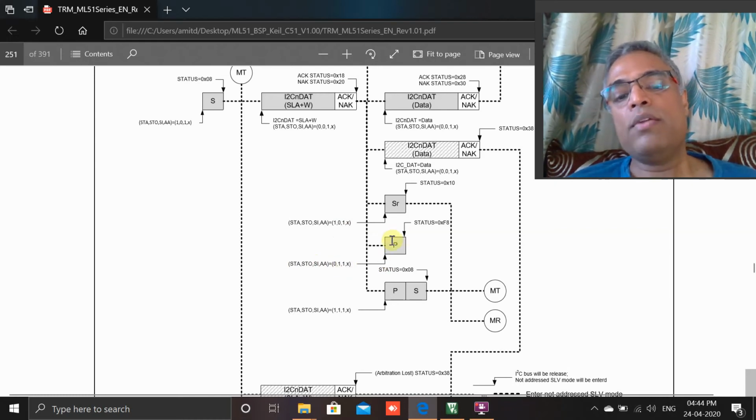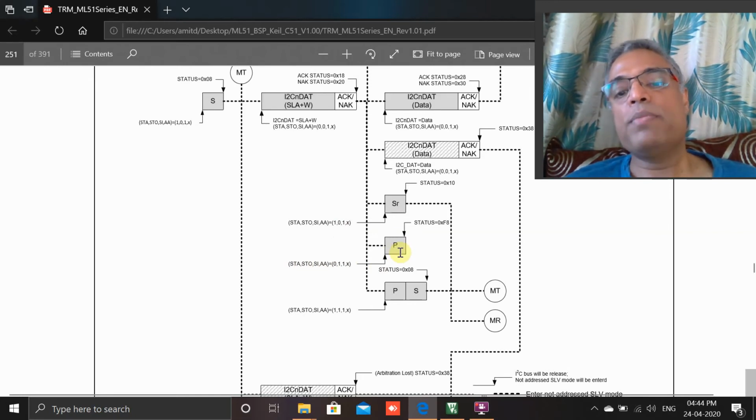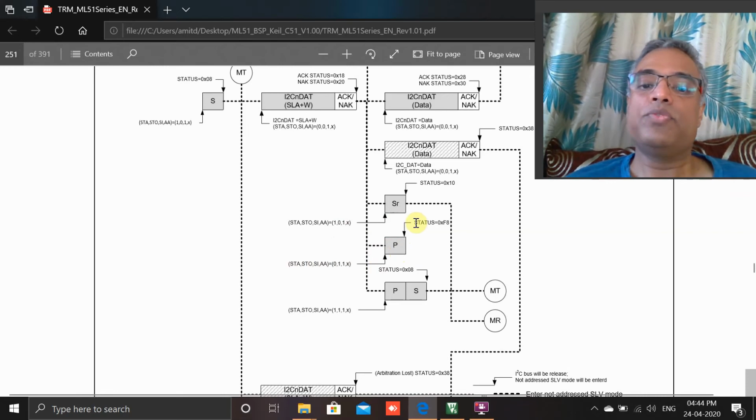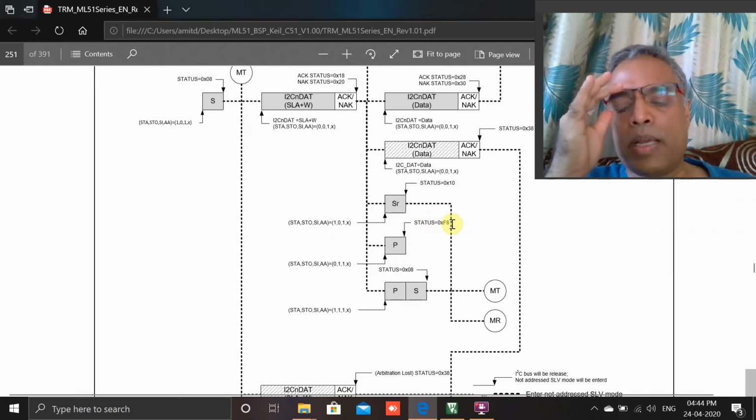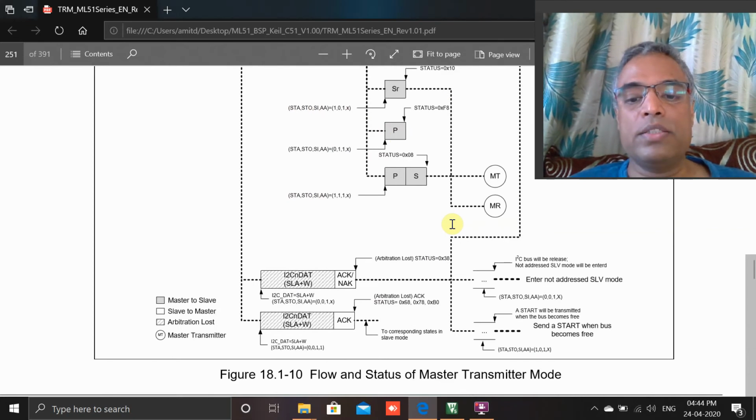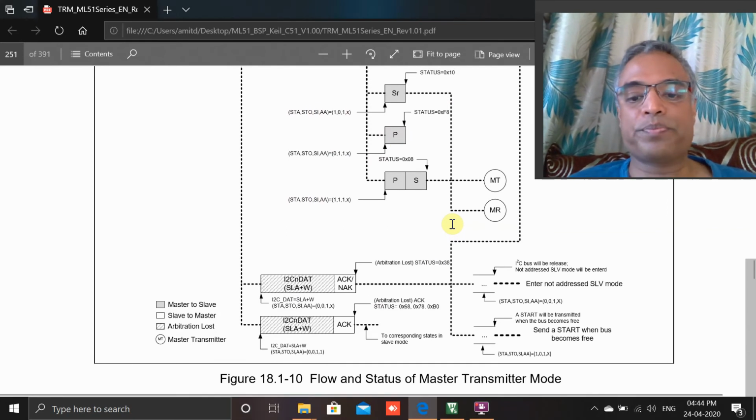The moment I do that, whatever is the STO, that action will come into effect and it will generate a stop condition. Once the stop condition is generated, again the status will be set to 0xF8. This will indicate to me that my stop condition has been executed successfully.